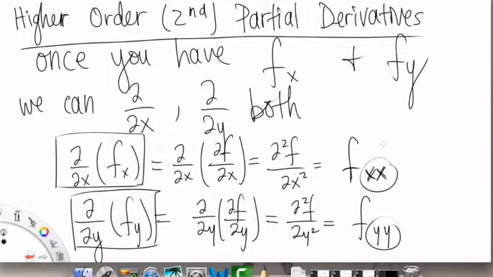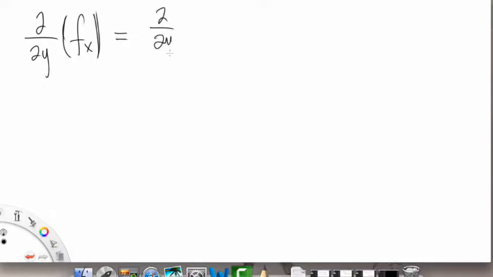Okay, so on each of these, we took the partial derivative with respect to the same variable twice in a row. So this was with respect to x twice in a row, and this bottom one is with respect to y twice in a row. Now let's see what goes on when we switch it the second time around. So let's say we're taking the derivative with respect to y of the first partial with respect to x. Okay, so here we're actually doing dy of df dx.